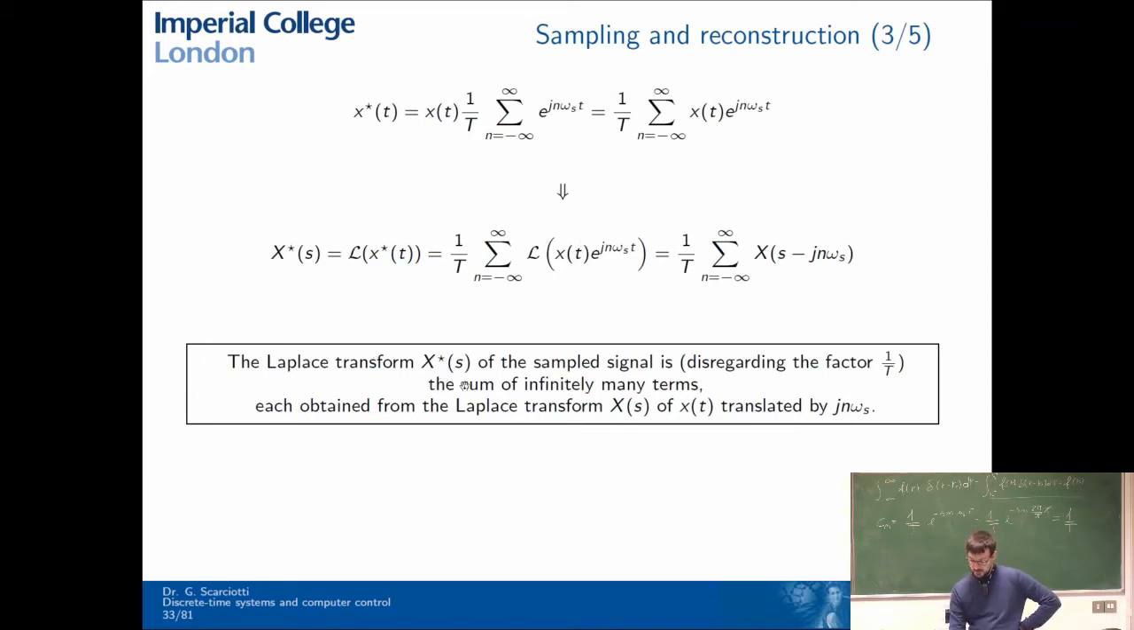This means that the Laplace transform x star of s of the sampled signal is, apart from the factor 1 over T that we can forget for now, the sum of infinitely many terms where each term is obtained as the Laplace transform of x of s translated by j n omega s. So you see that the Laplace transform of x star is an infinite sum of Laplace transforms of the original signal, shifted. So x star of s is a repetition of the same Laplace transform, every time shifted. And this also produces a very interesting and surprising property of x star of s. X star of s is a periodic function, even if x of t is not periodic.